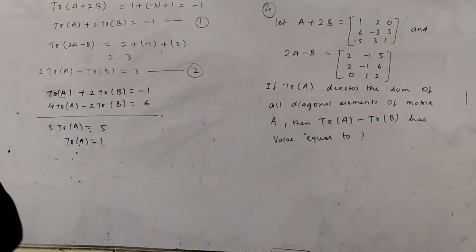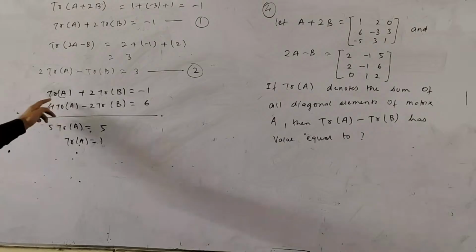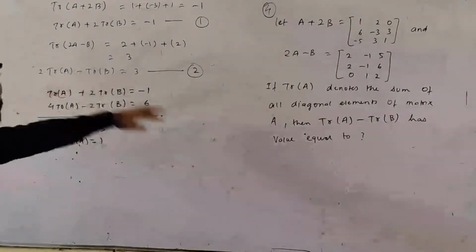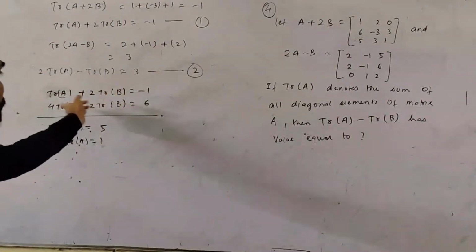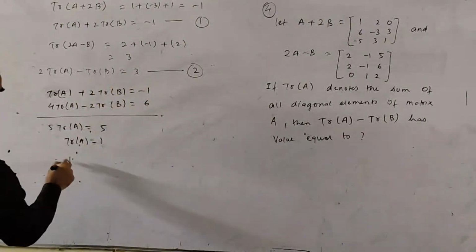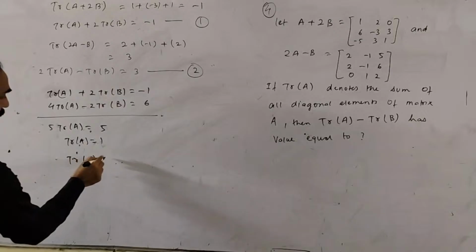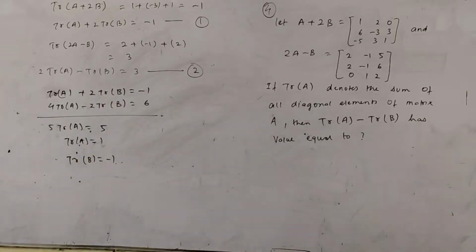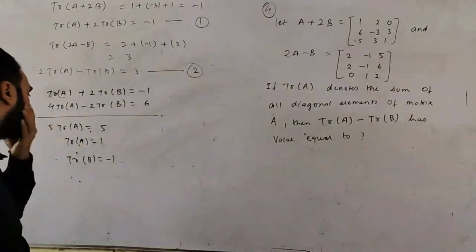Once you get trace of A equal to 1, then we can put it into either the first equation or the second equation. So if I put trace A is equal to 1, this will go to that side. So 1 and minus 1, minus 1 and minus 1, minus 2, and this will become trace of B. Trace of B will come as how much? Minus 1. Correct, no?